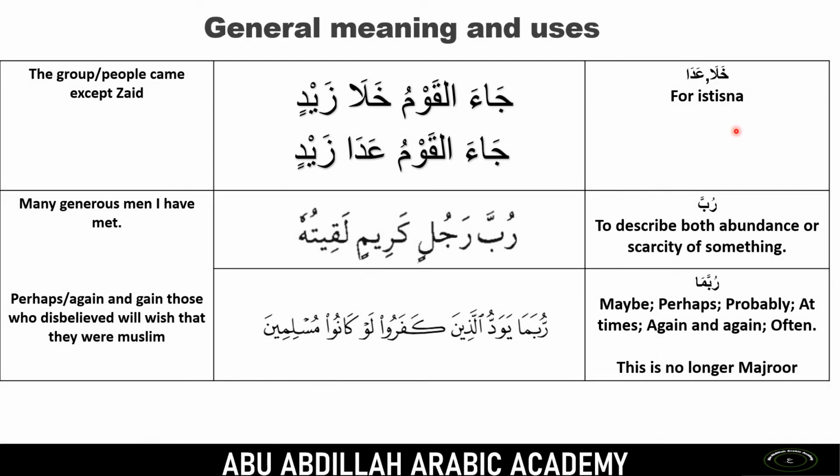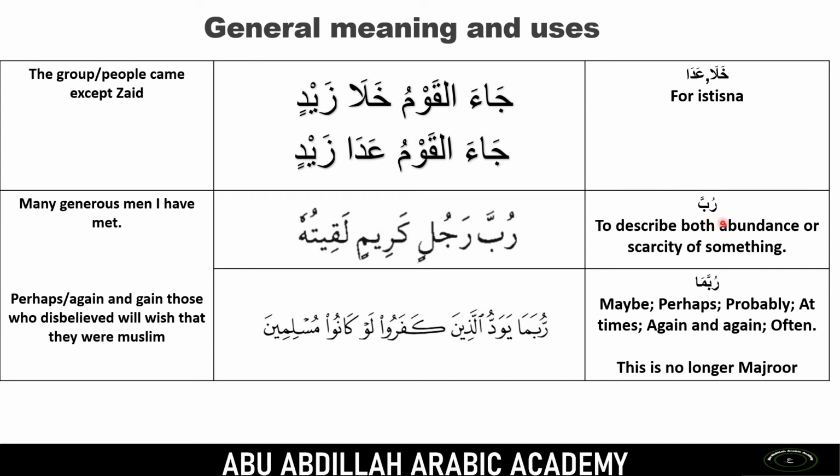Next we have khala and ada. Again khala and ada, these are mostly used for istisna or exception, or to create exception. So the examples that I have here are ja al qawmu khala zaidin, meaning the people came except Zaid, or ja al qawmu ada zaidin, that is the people came except Zaid. So it gives the same meaning, that is the meaning of exception. Now if you observe, the ism is majroor because both of these are hurfal jars. So the ism that it is added on becomes zaidin. So zaidun became zaidin because of that.